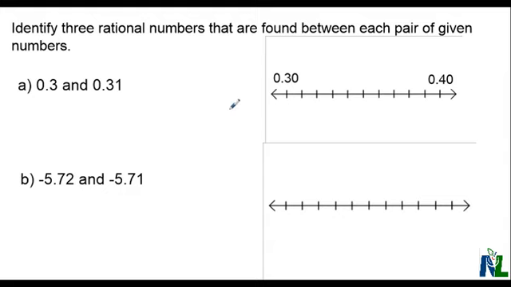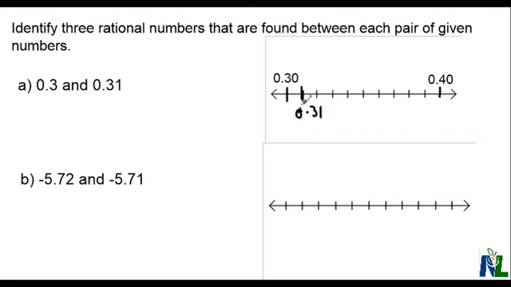In order to help with this, I've set up a number line with 0.30 on one end, so one of our two in the pair, and it's broken into 10 equal spaces, which puts 0.40 all the way over here. But we're not really worried about 0.40. We are worried about 0.31, which would be right here in this space. So 0.31.